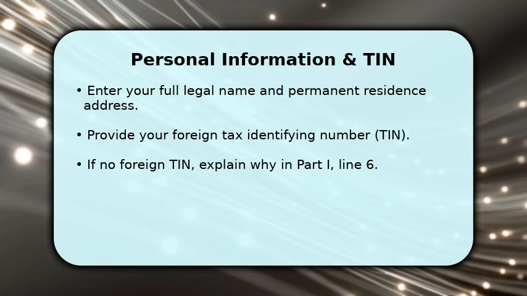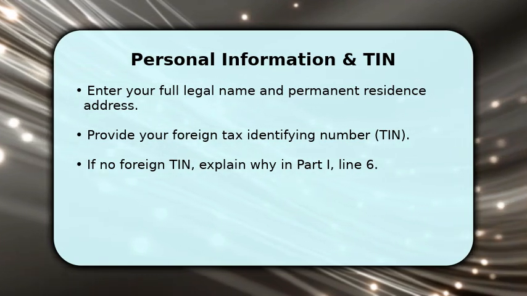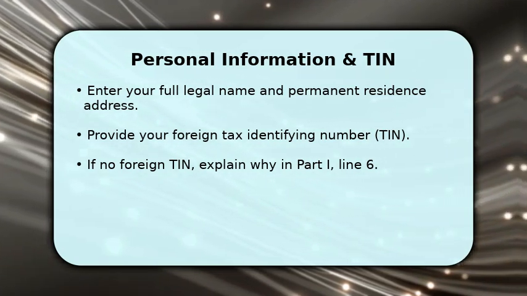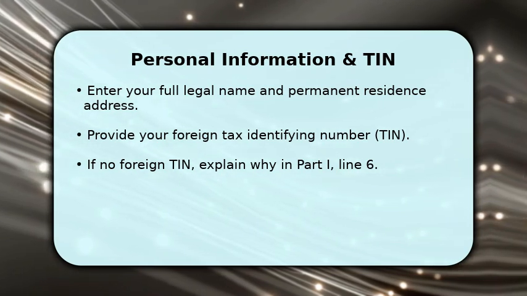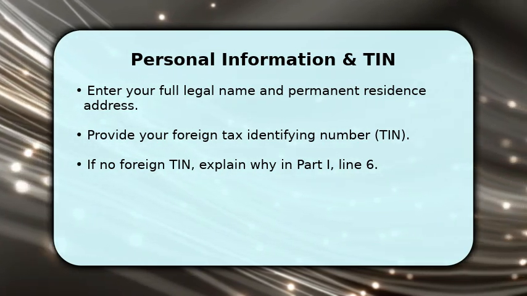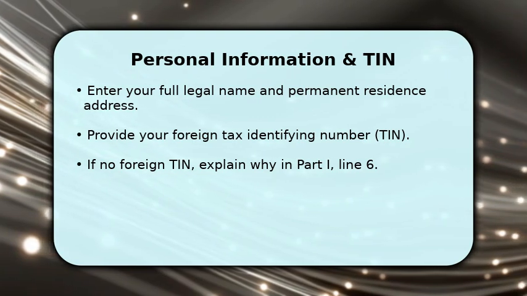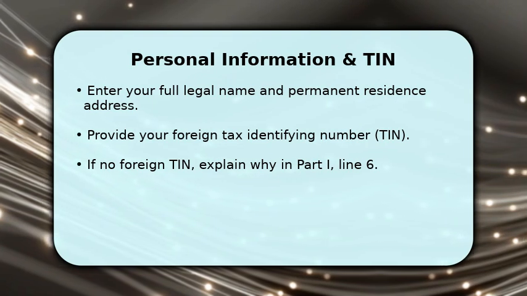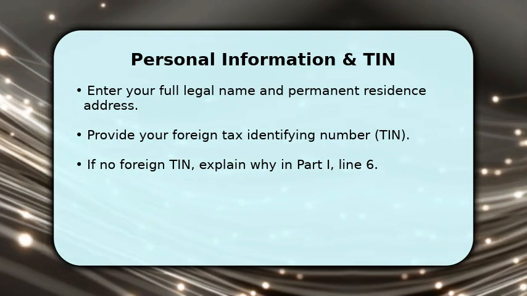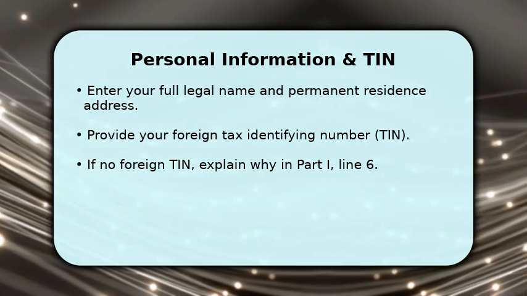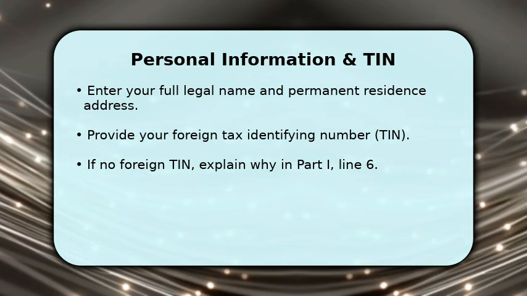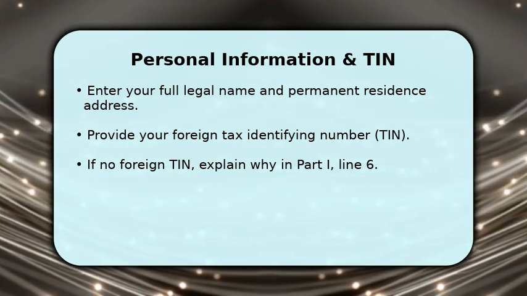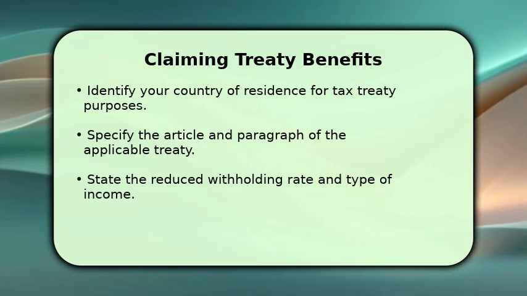Next, accurately fill in your personal details. This includes your full legal name as it appears on official documents and your complete permanent residence address outside the U.S. Crucially, you must provide your Foreign Tax Identifying Number, or TIN, in Part 1, Line 6. If your country does not issue a TIN, or you don't have one, you must clearly explain the reason in the designated space.